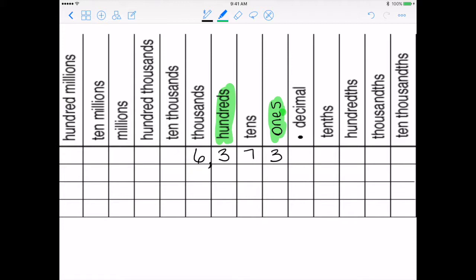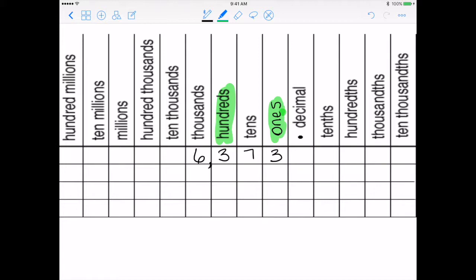What you'll notice is that the value of the 3 in the hundreds place is obviously going to be greater than the value of the 3 in the ones place. Let's face it, guys, we'd rather have $300 than $3. So now let's talk about how you actually compare the value of the 3 in the hundreds place to the 3 in the ones place, or vice versa.